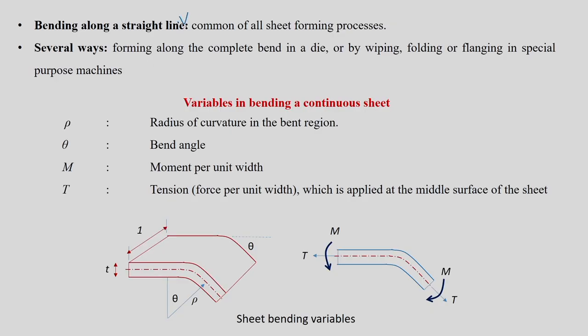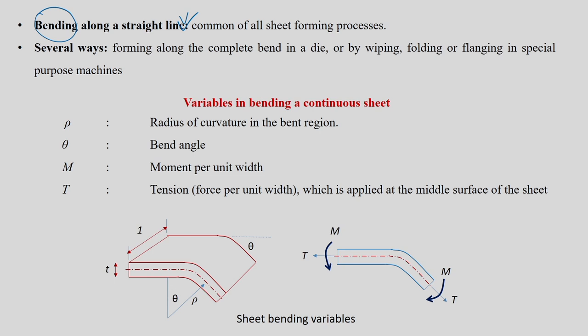Bending along a straight line is a very common form of sheet forming operation that we see in day to day life, and that is a simpler process to understand. Of course, for making components, it is not going to be a straight line bending, it is going to be in any form.